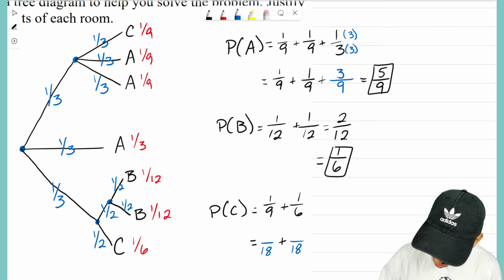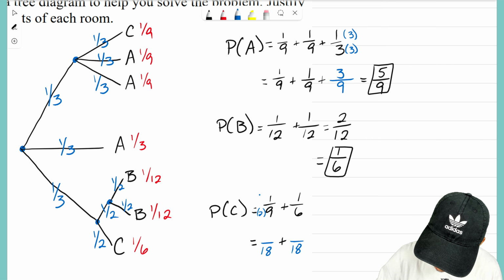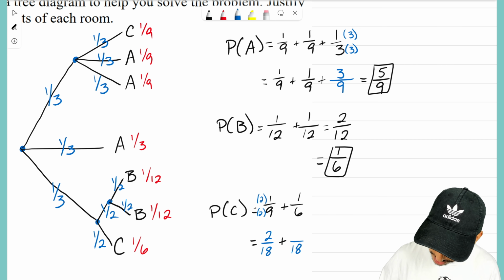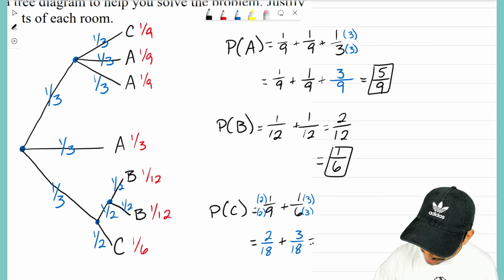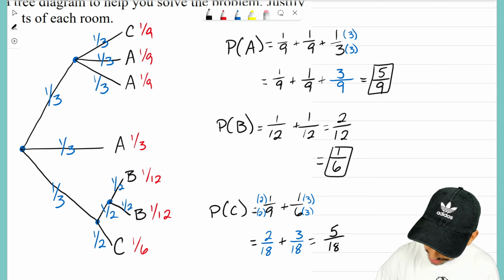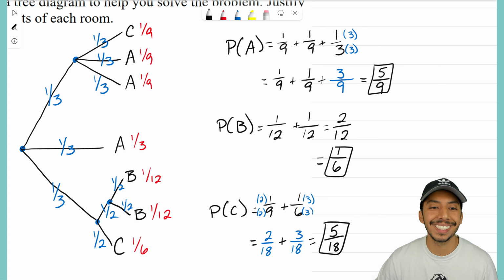So because of that, I'll have to take 9 and multiply it by 2. So we'll have a 2 on top. And then 6 we'll have to multiply by 3. So we have a 3 on top. And what is 2/18 plus 3/18? Well, that ends up being 5/18.